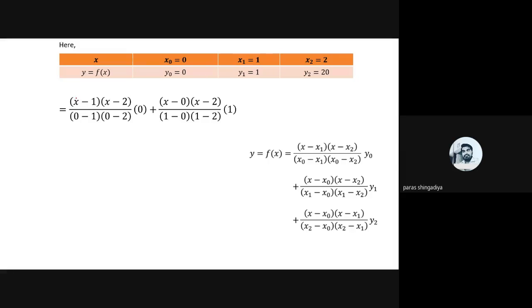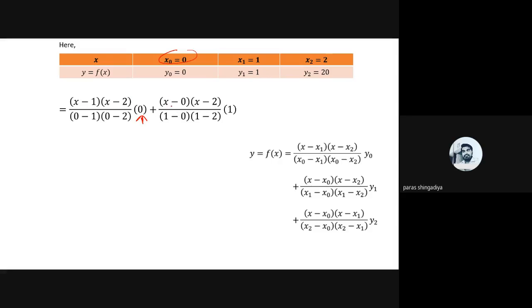Okay, so x minus 1, x minus 2 divided by 0 minus 1 and 0 minus 2, because x0 is 0. So 0 minus 1, 0 minus 2 into the y0, that is here 0. Okay, the first term is 0 because the product is 0, as given.